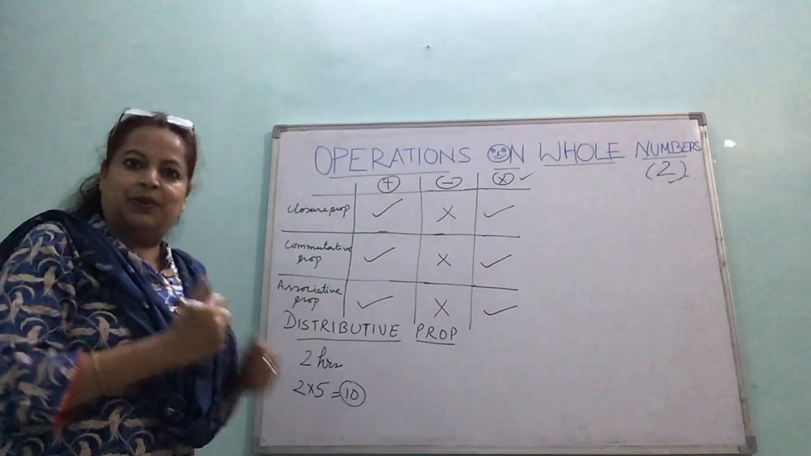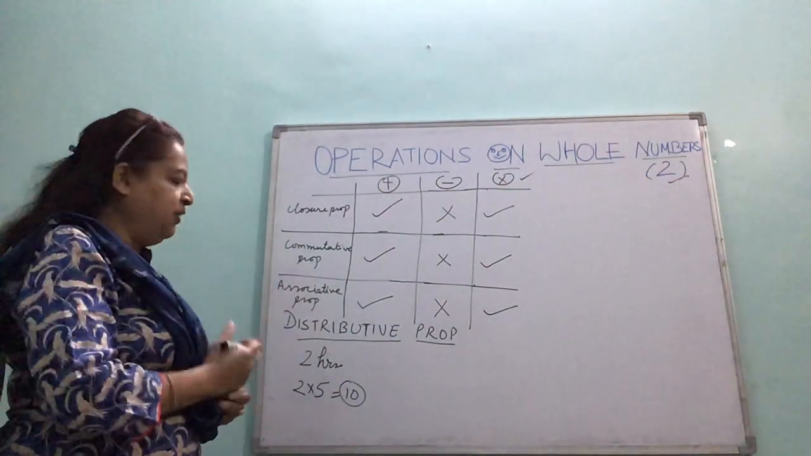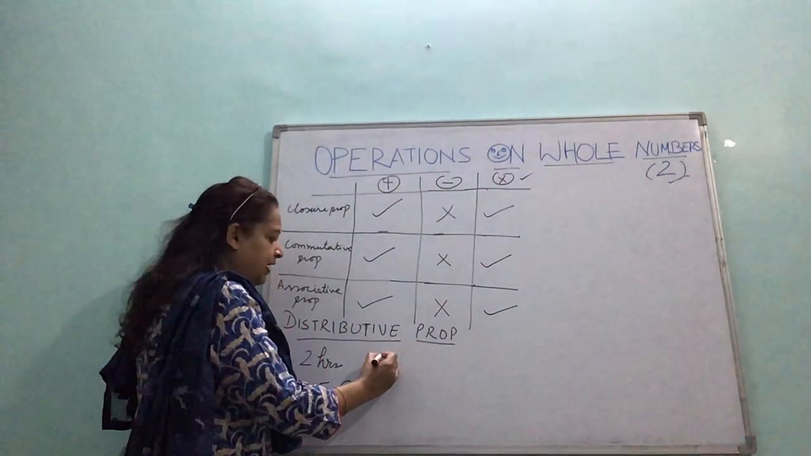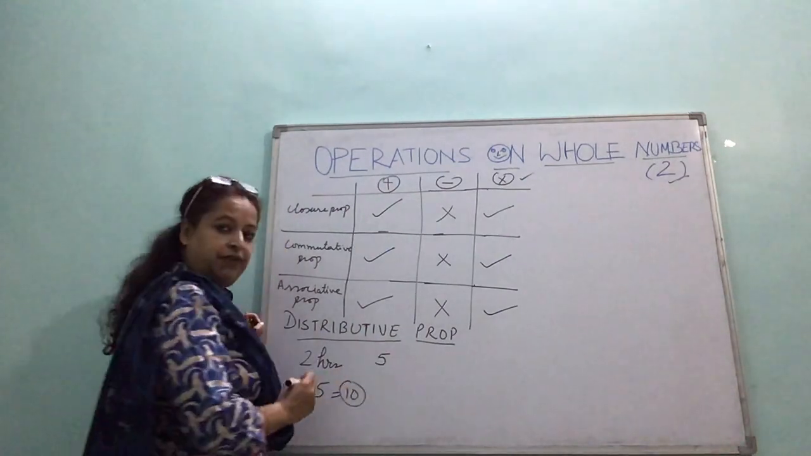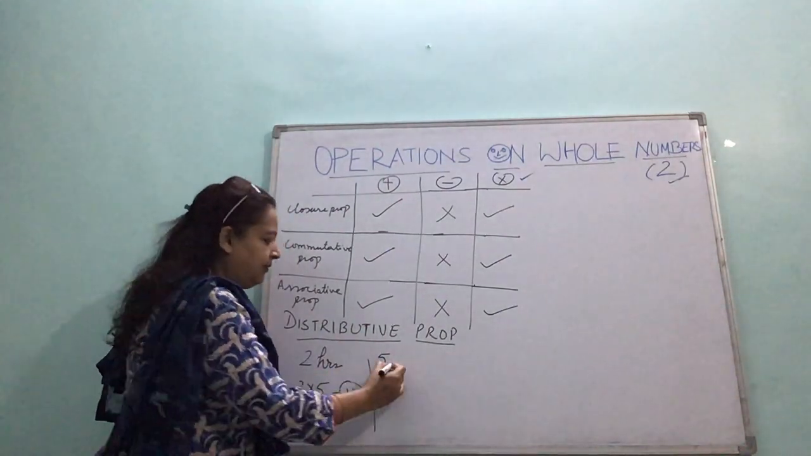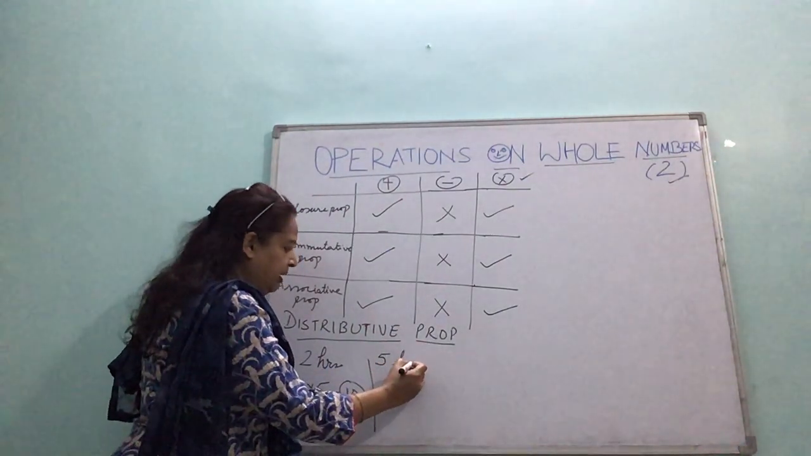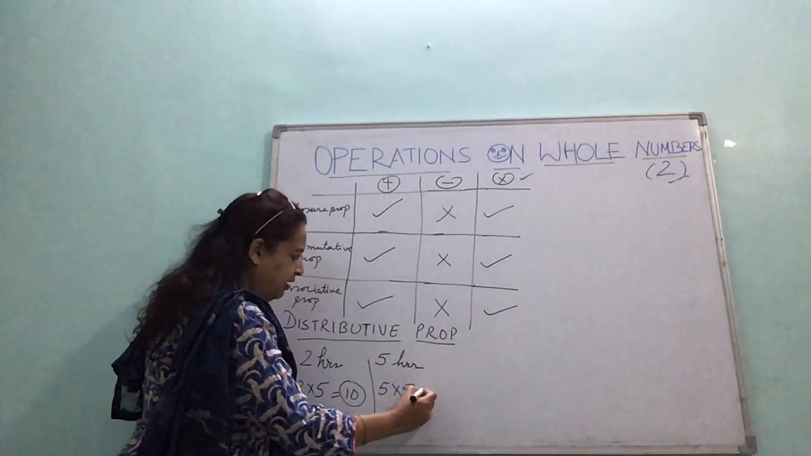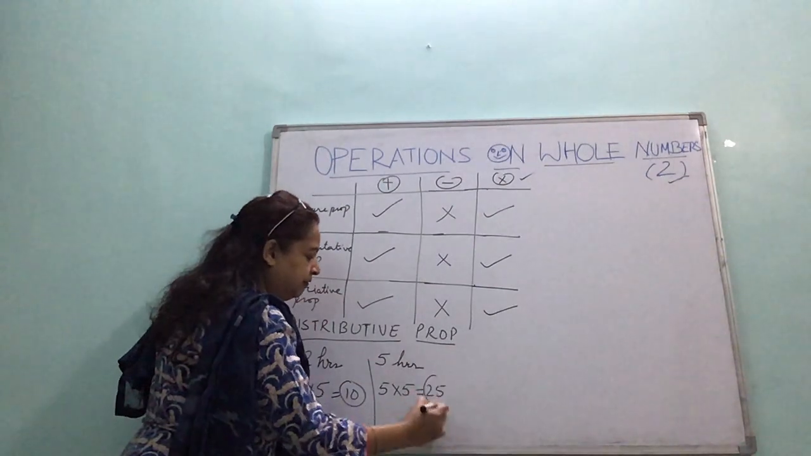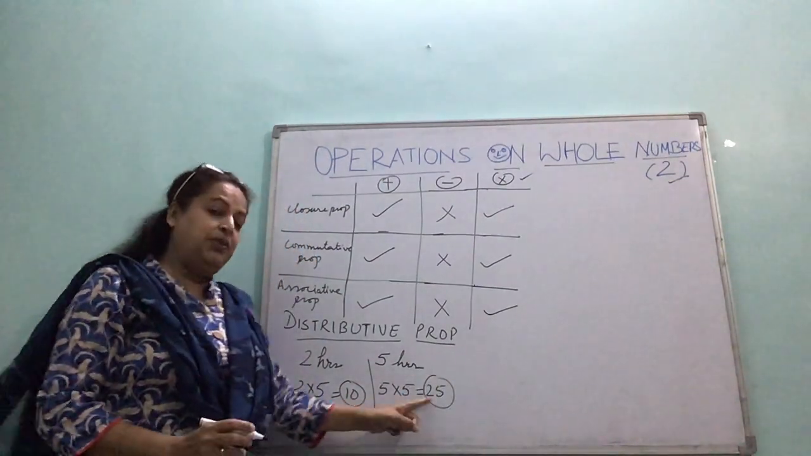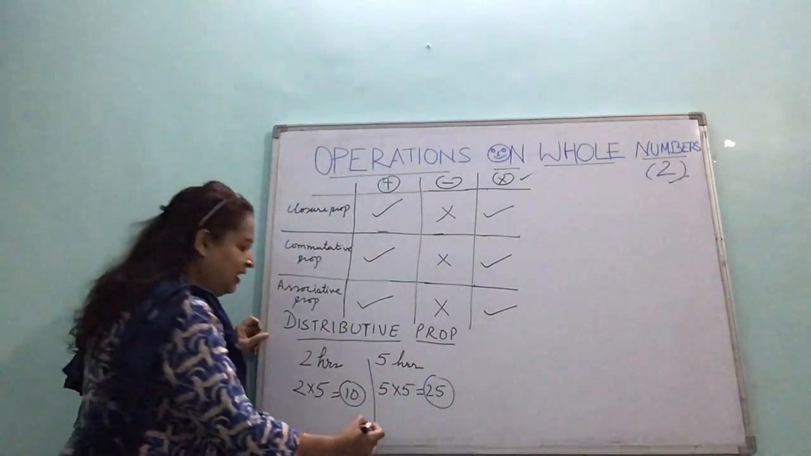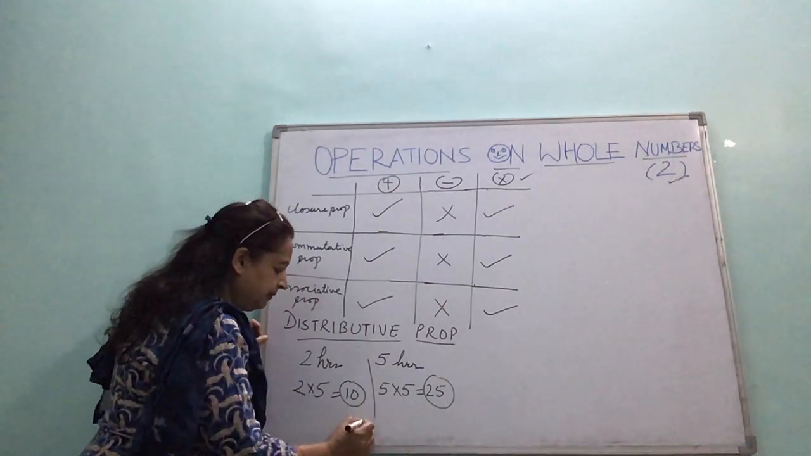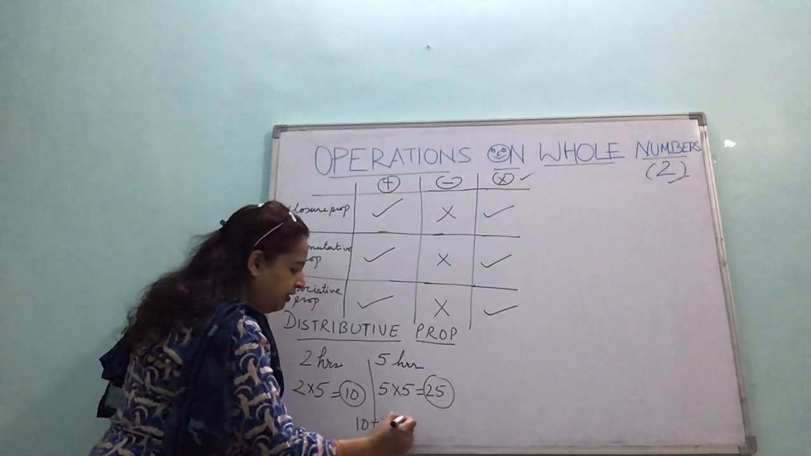Next day, because the chocolates are a big incentive, you say, okay, I'll study for say 5 hours. You studied for 5 hours. Now how many chocolates will you be getting, children? 5 into 5, 25. That means total how many chocolates did you get for both the days? 10 plus 25, 35.